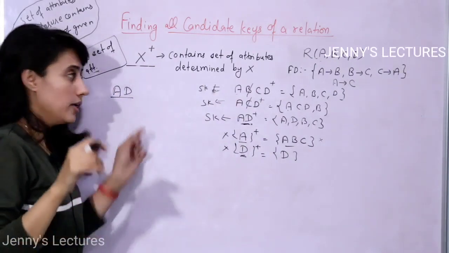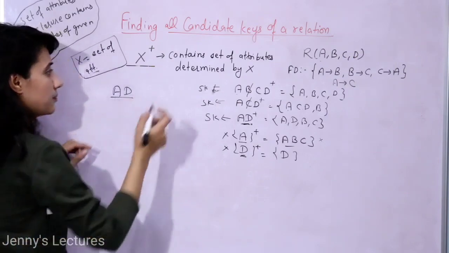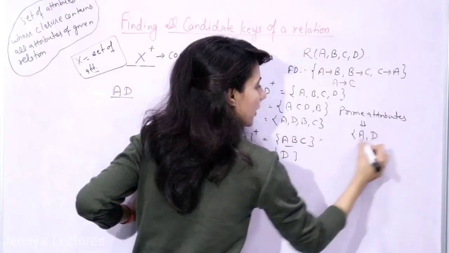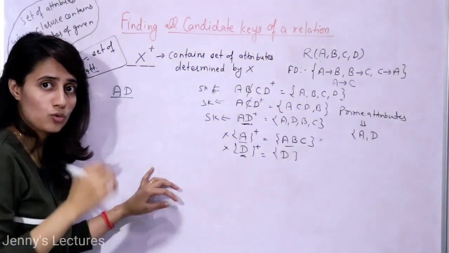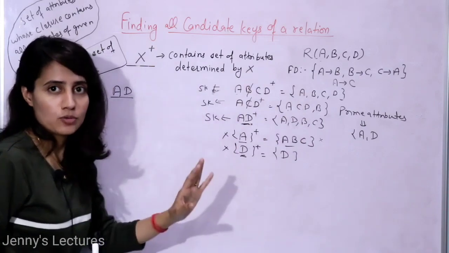Definitely. Now, with one candidate key, you can say the prime attributes are A and D. Prime attributes means those attributes which are part of a candidate key. So A and D are now prime attributes.